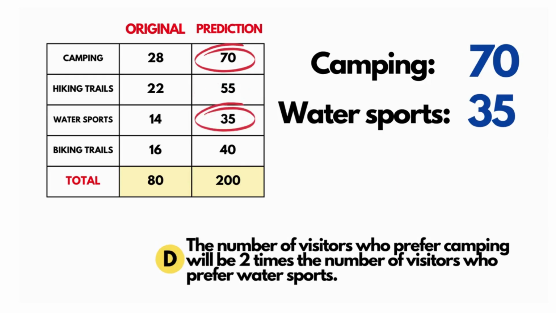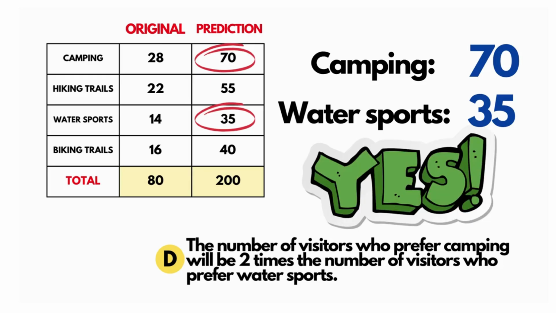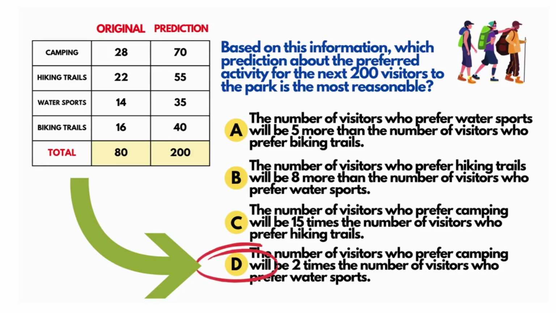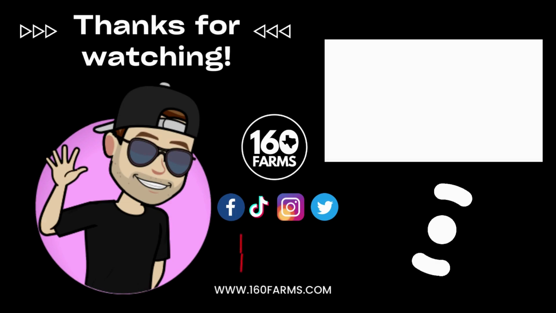So we're going to go to our final one. We probably know already if we've done our work right. A, B, and C aren't right, so D is probably going to be the case, but let's double check. The number of visitors who prefer camping will be 2 times the number of visitors who prefer water sports. 2 times 35 is 70, so yes, that one works. Let's take a look at our table and all the work that we did. It looks like D will be our answer choice.